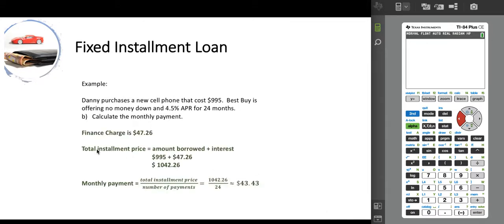So that total amount is called the total installment price. It's the amount borrowed plus the interest or the finance charge. So that total installment price is $1,042.26. We're dividing that number by 24 to find the amount of the monthly payment. So the monthly payment is $43.43. Okay, so that's how you find the monthly payment. First, you find the finance charge, you add it to the amount borrowed, divide by the length of time or the number of payments, and that gives you the monthly payments.